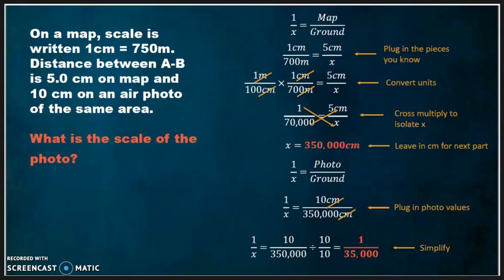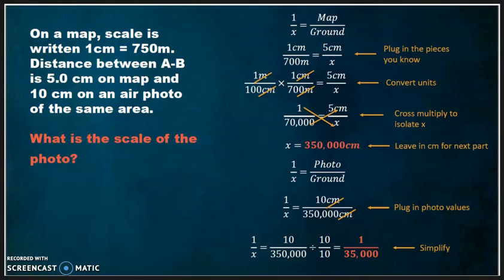Okay, so for this example, we're solving to figure out the scale of a photo using a known scale on a map that is the same size as the aerial photo. On a map, scale is written 1 centimeter to 750 meters. The distance between point A and B is 5 centimeters on the map and 10 centimeters on the air photo of the same area, and we are trying to figure out the scale of the air photo.